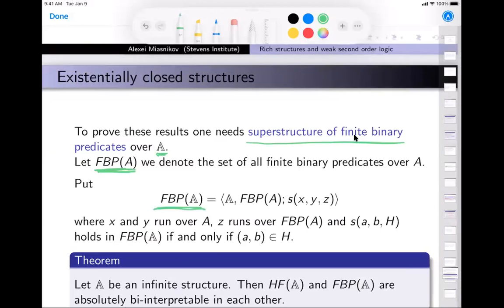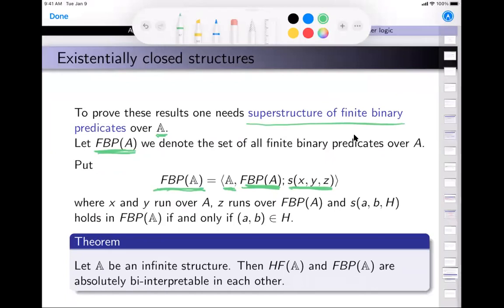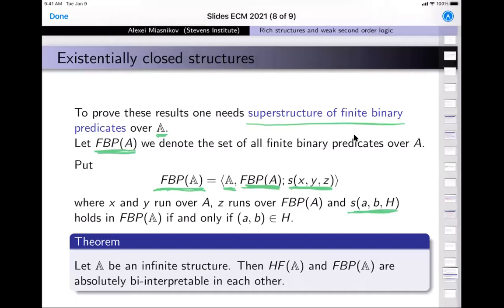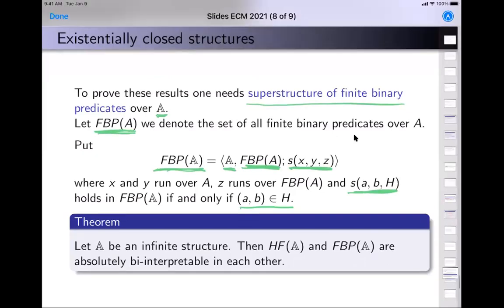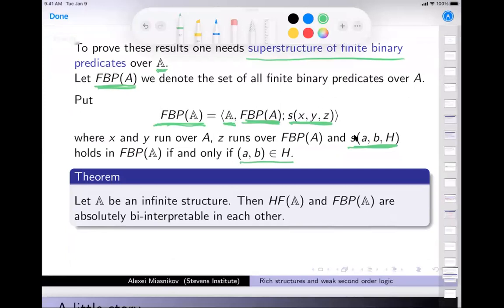And you consider a superstructure which has two sorts: the original structure A, this set of binary predicates, and the predicate H, which holds on a, b if and only if the pair a, b is in the predicate. It relates predicates naturally to the elements in A. It's easy to prove that HF of A and FBP of A are absolutely bi-interpretable in each other. So this thing is the same as weak second order logic.